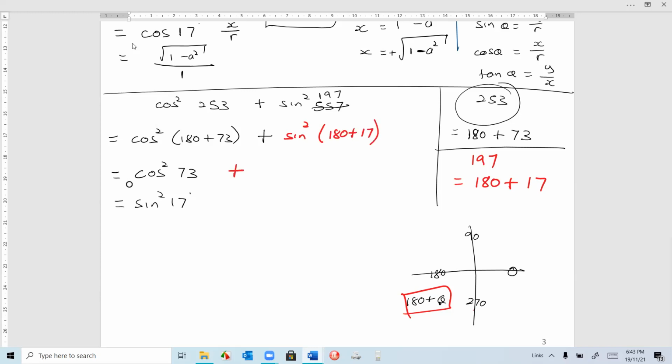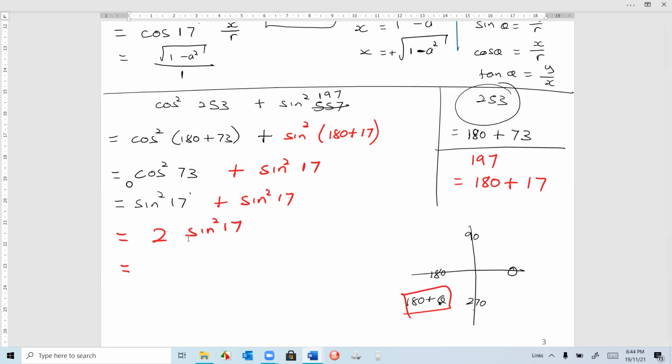Our next step is to use the reduction formula, and we're not interested in the sign of sine because it's squared. Anything squared will be positive. So we get sine squared 17. Now, sine squared 17 plus sine squared 17 is like saying we have two like terms. x plus x is 2x, so we get 2 sine squared 17.